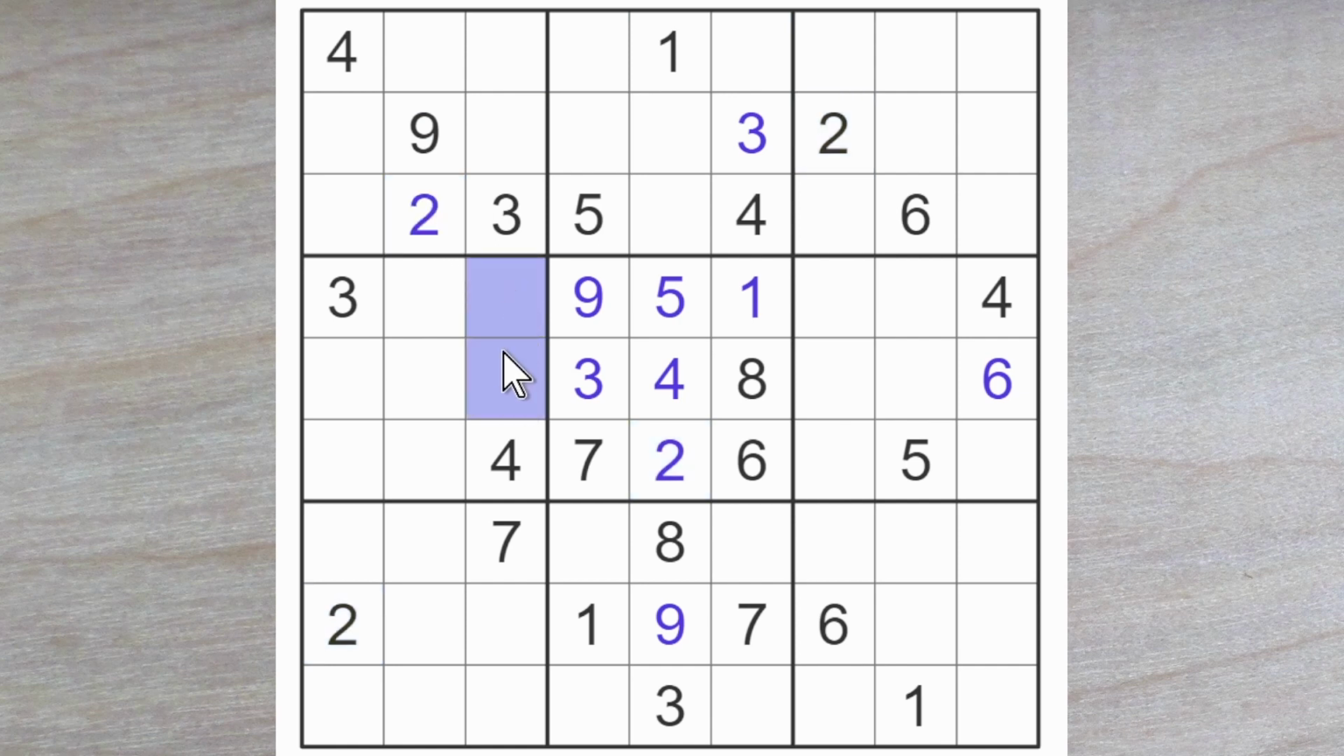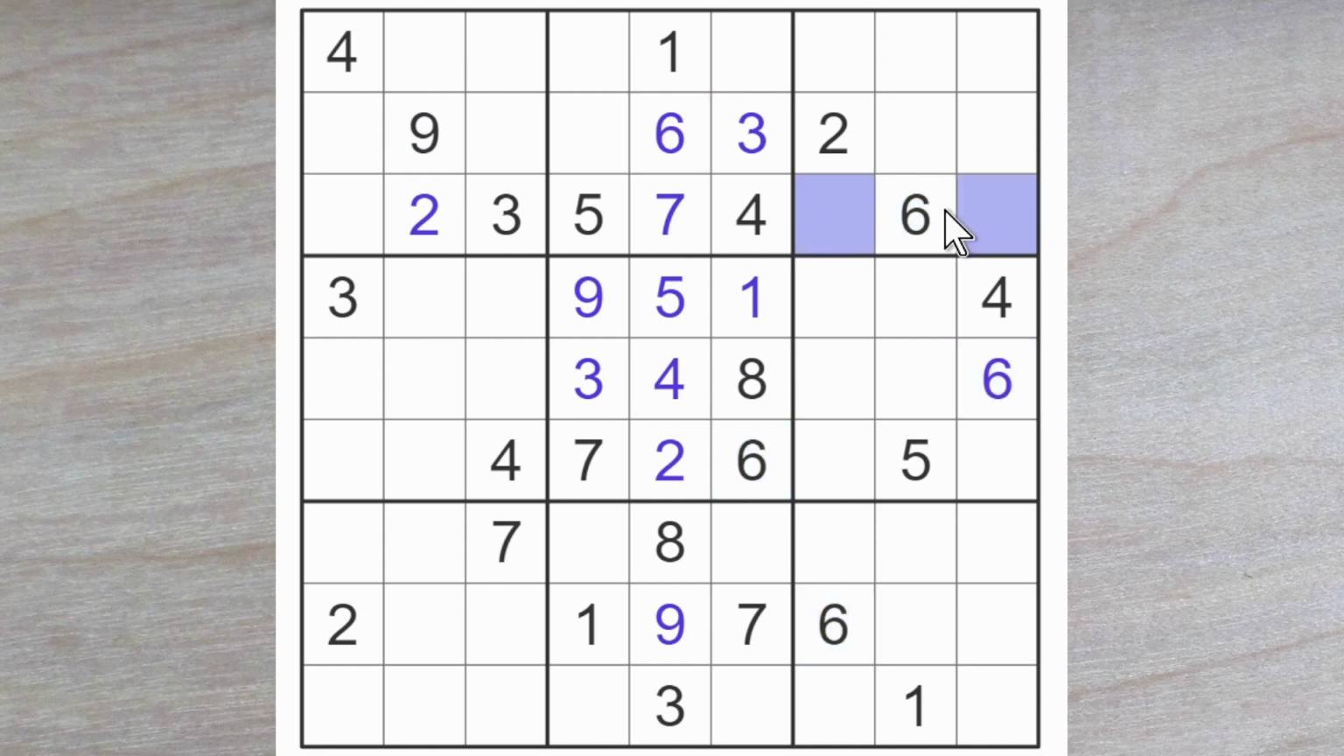Now a 2 must go here or here. These 4 empty squares now must be a 1, 7, 8, and a 9. There's a 1, 8, and a 9 blocking this square, which therefore must be a 7. And this must be a 6 because it's the last digit that we need for the column.